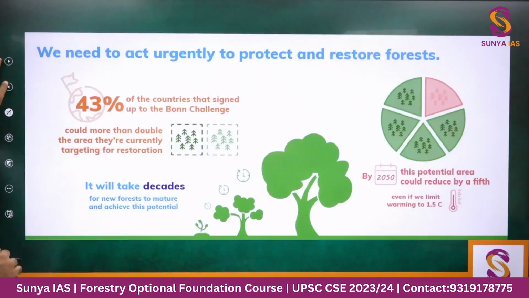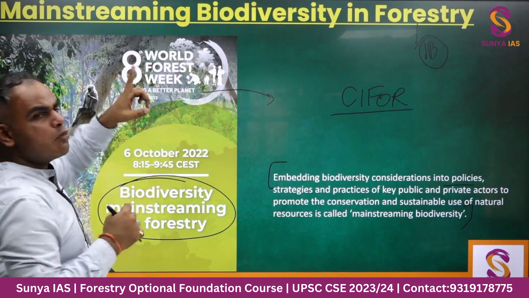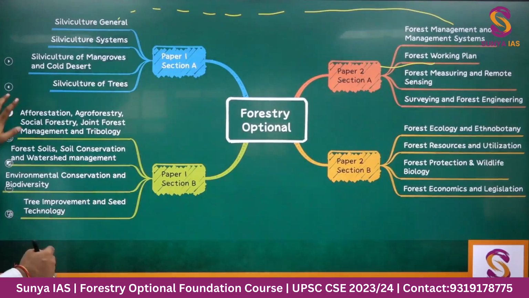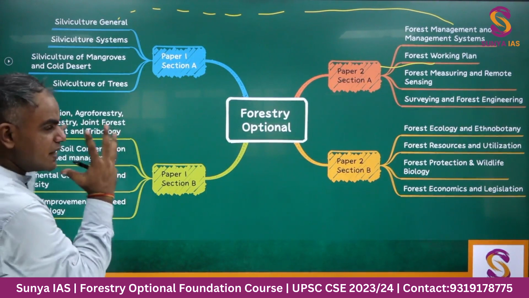Okay, and again in your margins, please write down paper 1B and also the relevant section where we are going to cover it, that is environmental conservation and biodiversity. So you should also have these exact linkages.